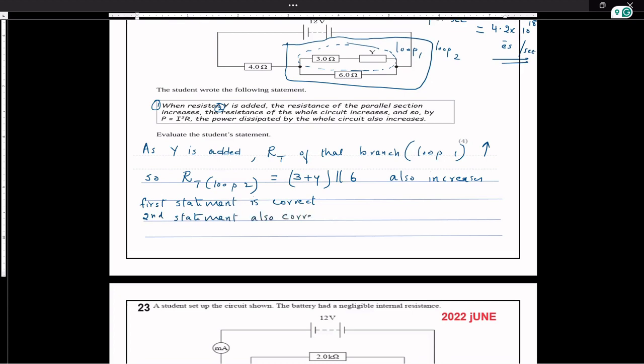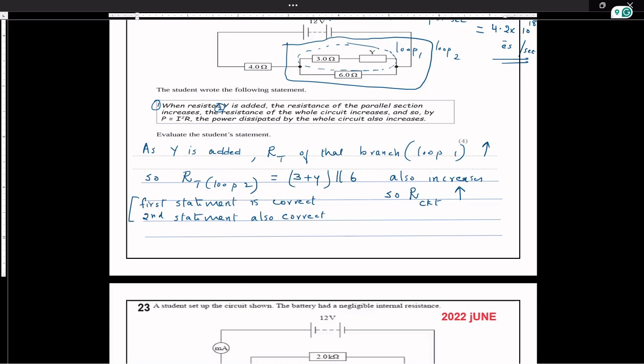For the student, the first and second statements are correct. So here I can write, R of the circuit increases, because for the parallel section it increases plus 4 ohm, so the total resistance increases. So for the student, the first and second statements are correct.